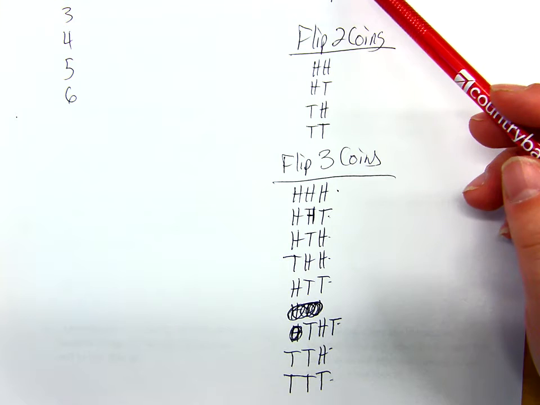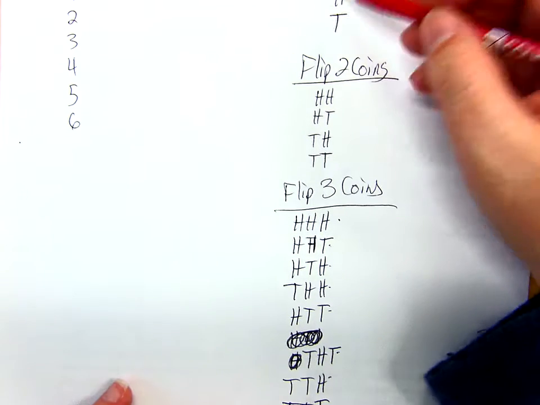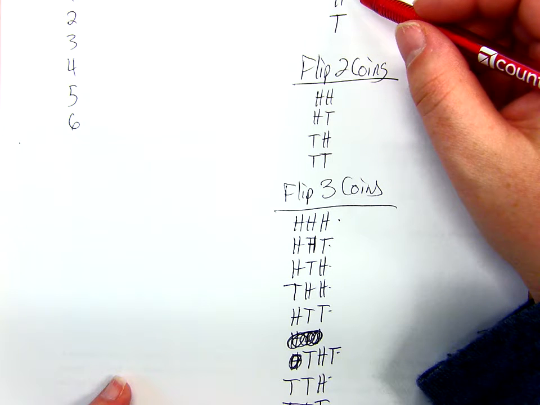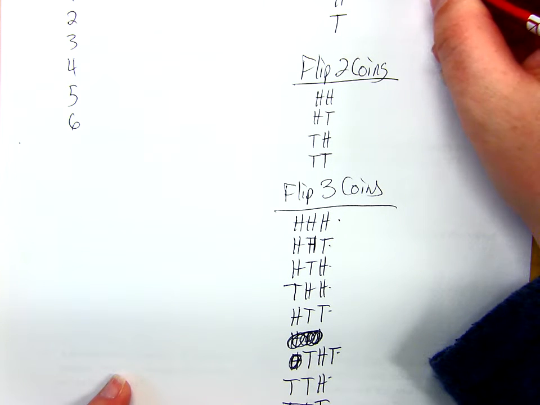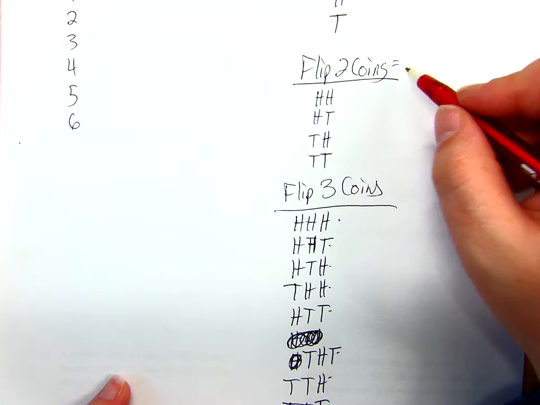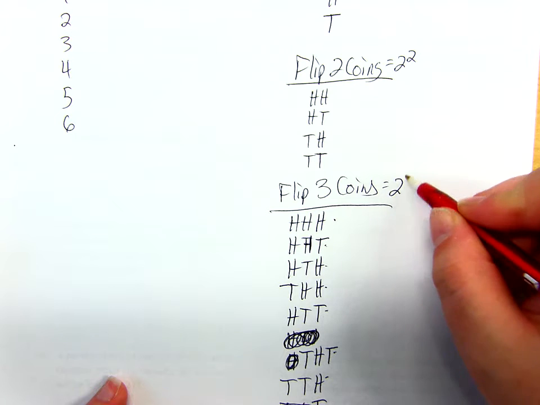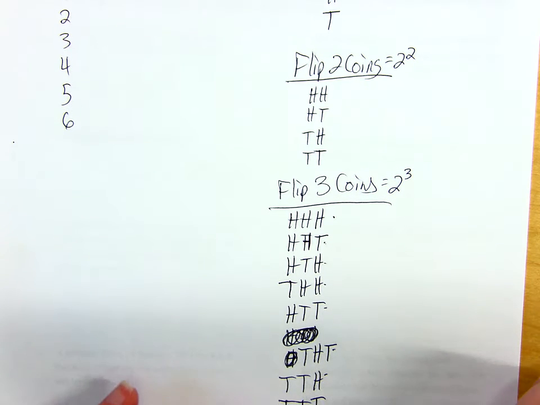So I have 2 possible outcomes for each coin. So this one, I'm going to flip it once, so I have 2 to the first. This one, I'm going to flip 2 coins, so I have 2 squared. This one, I'm flipping 3 coins, so that'd be 2 to the third. So if I flip 4 coins, it'd be 2 to the fourth.